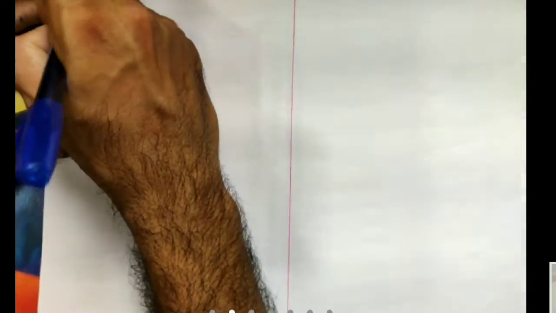So how do we represent relations by an arrow diagram? Now we are representing all four relations, R1, R2, R3 and R4, in arrow diagrams. We already discussed the arrow diagram, so let's revise it quickly.